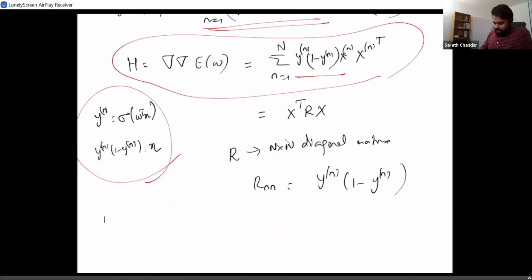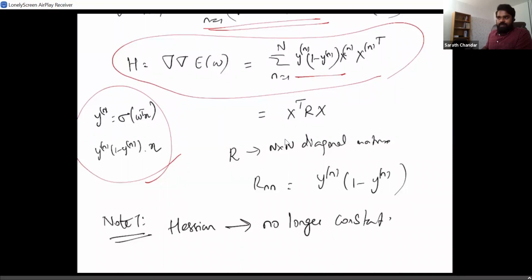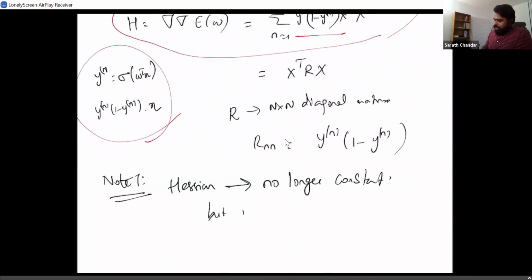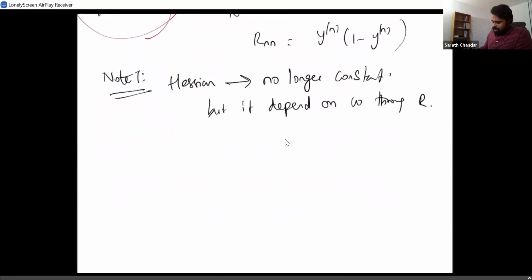So the first note: the Hessian is no longer a constant, but it depends on W through R. Which means you cannot get a single step solution for logistic regression. You're going to compute a solution which is a function of W, so you're going to iterate over it until W converges.